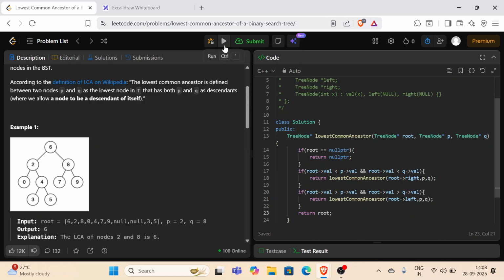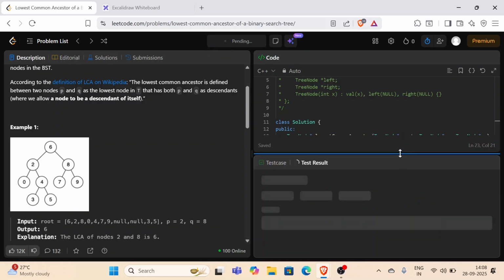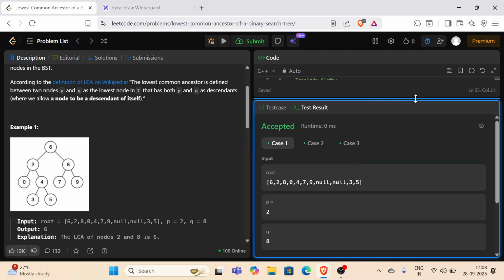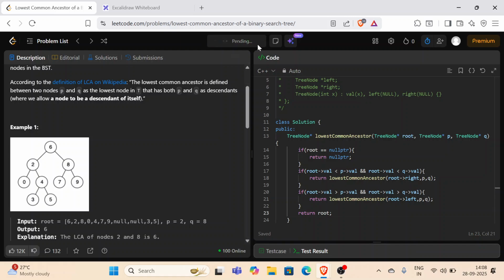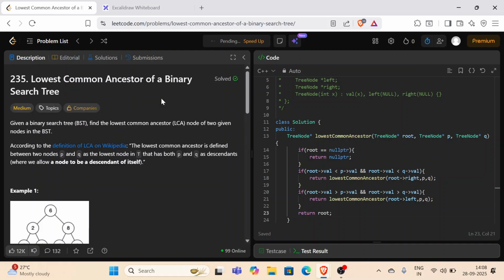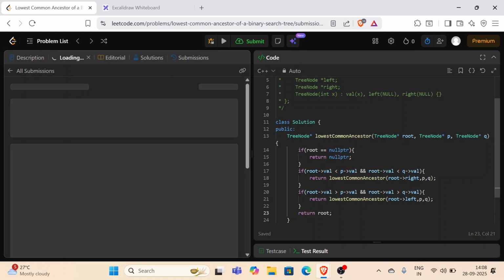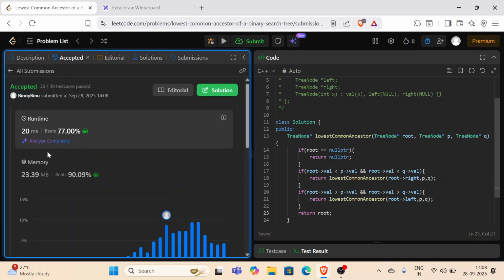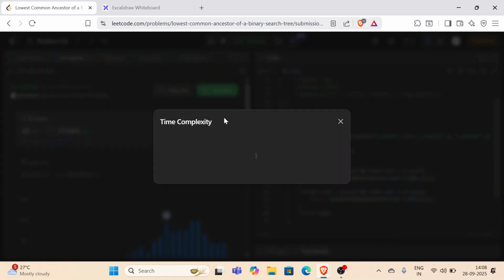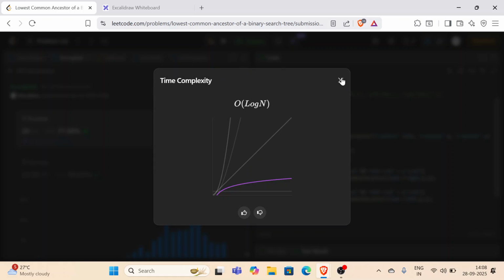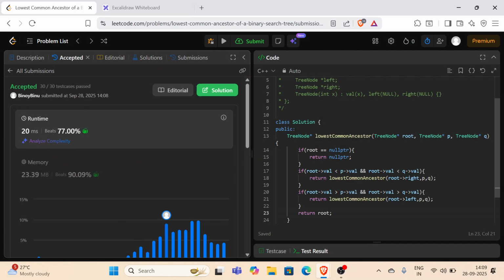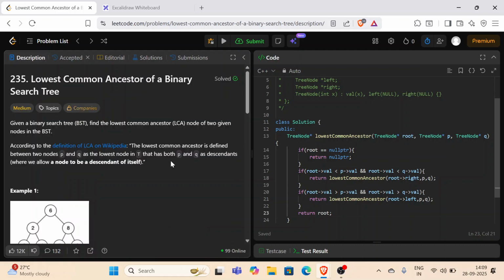This should run. Let's check. Yes, this has run. The time complexity is O of log n, as we'll be eliminating the other half of the subtrees all the time. So this runs in O of log n complexity.